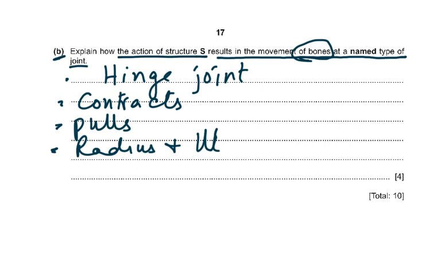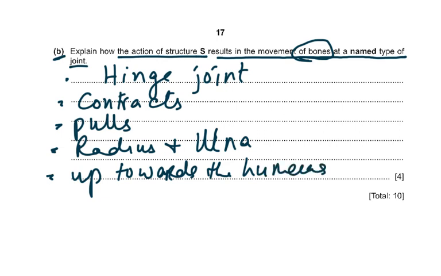So it's going to move the radius and ulna, which is not in the upper arm but in the forearm, up towards the humerus. That is the movement that is shown to you in the diagram. Or away from, or up towards the humerus, or away from also. It is also called flexion, away from the pin or the stimulus.